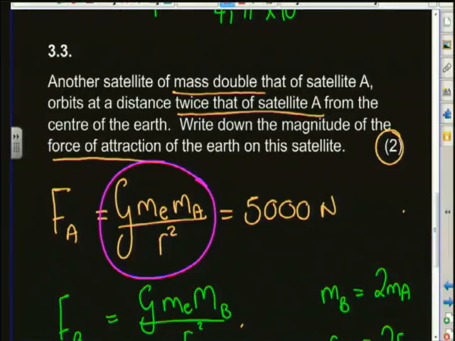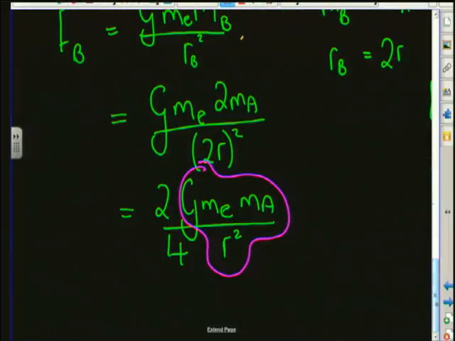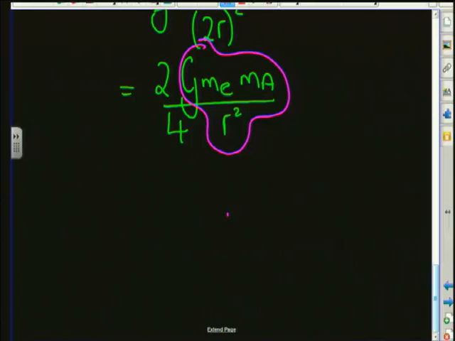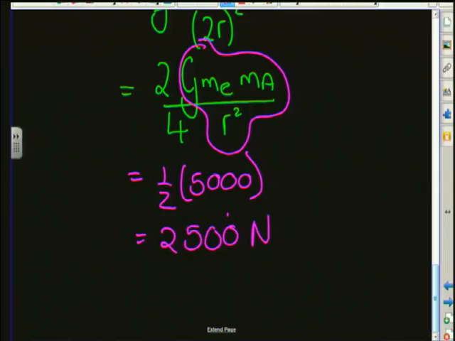I now have a comparison. So that means, well, 2 divided by 4 is a half, just for those of you that are struggling, times 5,000. That's 2,500 newtons. Do not forget the units. The way you lay this out, grade 12s, is extremely important. I know it seems quite silly, but the layout tells your examiner that you understand what's going on.